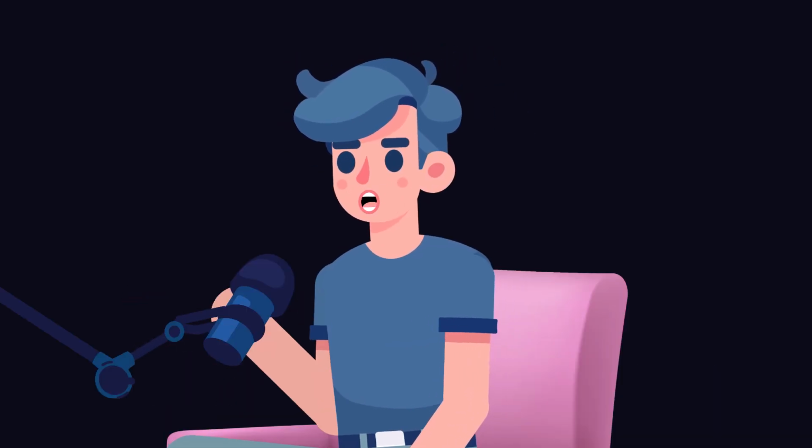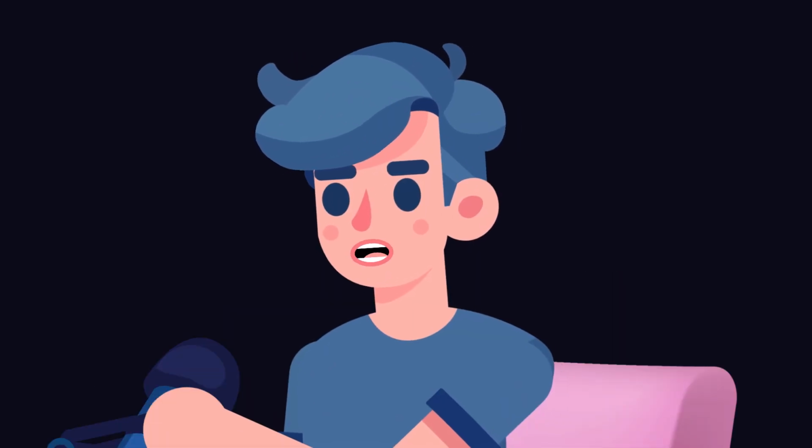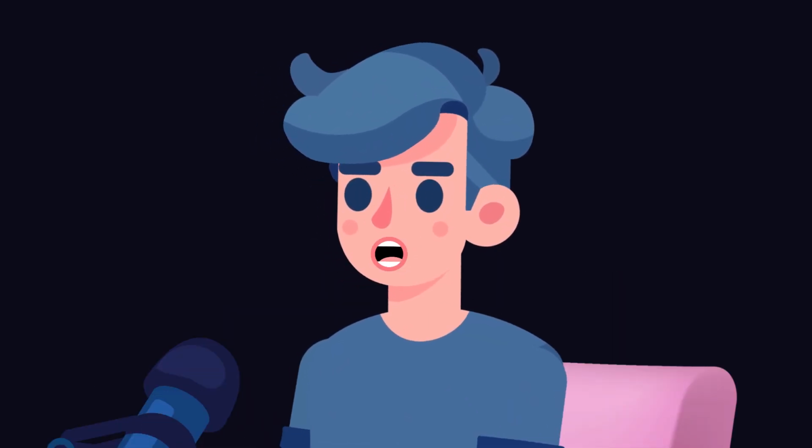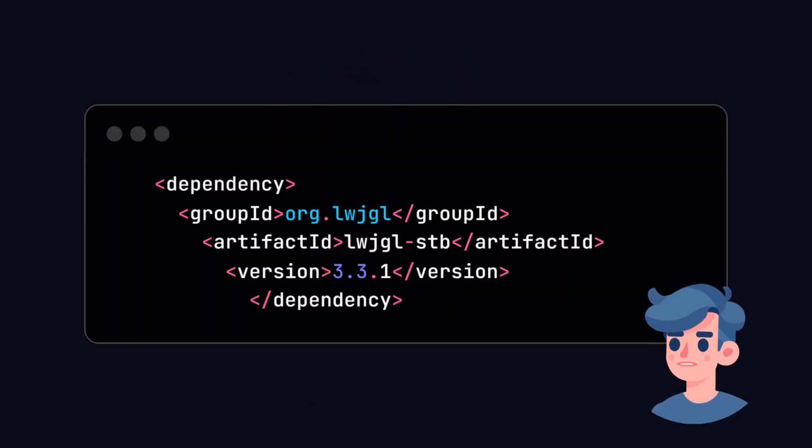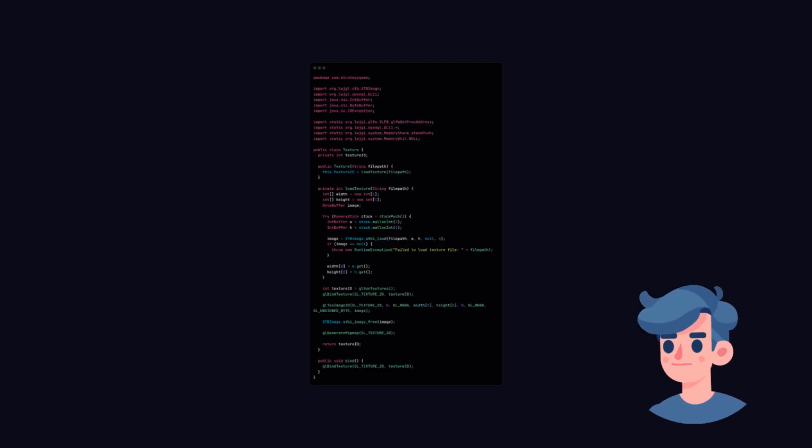Next, let's improve the visual aspect of our game by adding textures. Textured terrain will greatly enhance the aesthetic appeal of our game. For this, we will load a texture and apply it to our terrain model. To load textures in LWJGL, we will use the STB image library. Start by adding the necessary dependency to your pom.xml. Next, create a new class named Texture to handle texture loading. Here's a basic implementation of the texture class that will manage our texture resources.